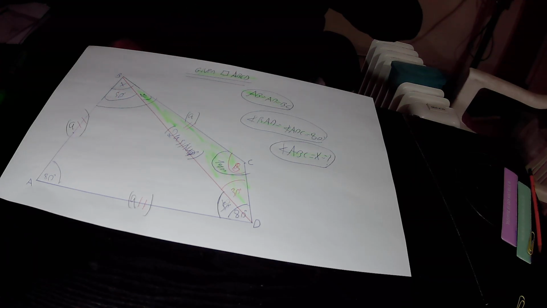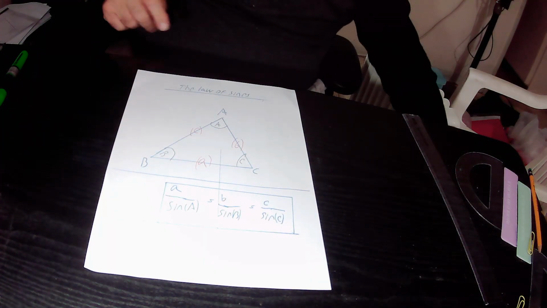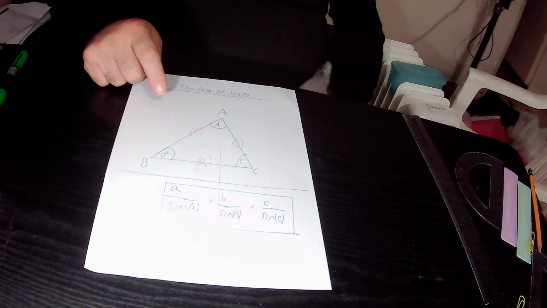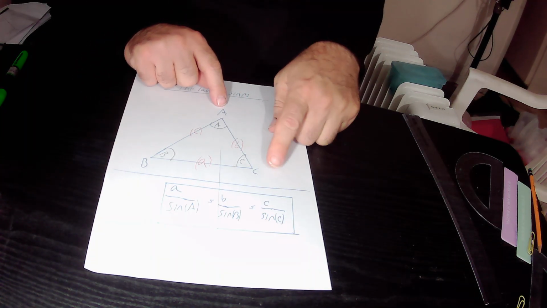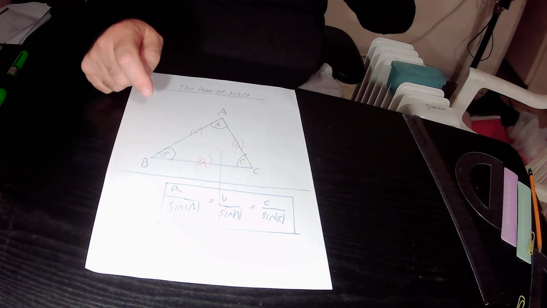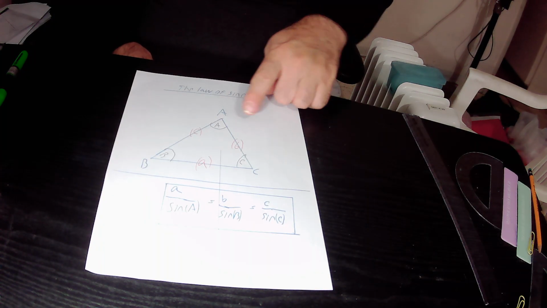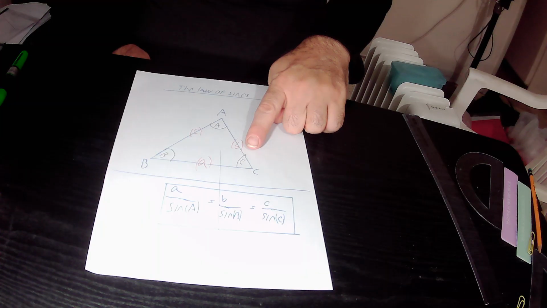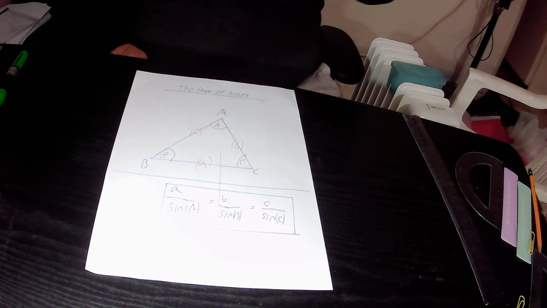A quick look at the law of sines. The law of sines is true in any triangle. This is triangle ABC, which could be any triangle. Side AB equals c units in length, side AC equals b units in length, and side BC equals a units in length. Angle BAC equals capital A, angle ACB equals capital C, and angle ABC equals capital B in size, according to our definition.